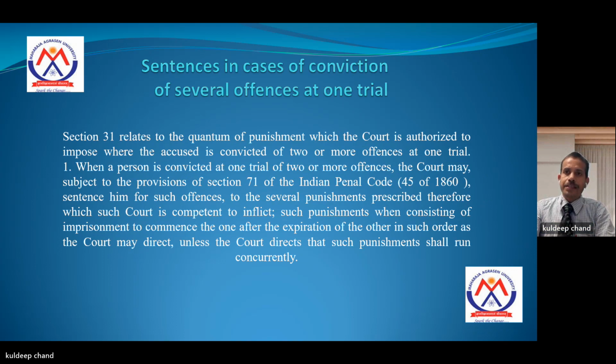So, section 31 relates to the quantum of the punishment which the court is authorized by law to impose when the accused is convicted of two or more offenses at one trial. When a person is convicted at one trial of two or more offenses, the court may, subject to the provisions of section 71 of the IPC, sentence him for such offenses to the several punishments prescribed therefor which such court is competent to inflict.